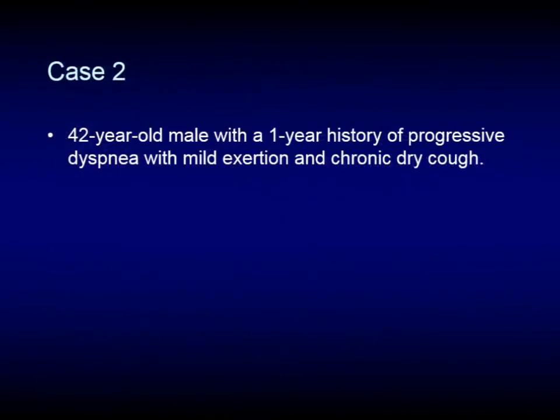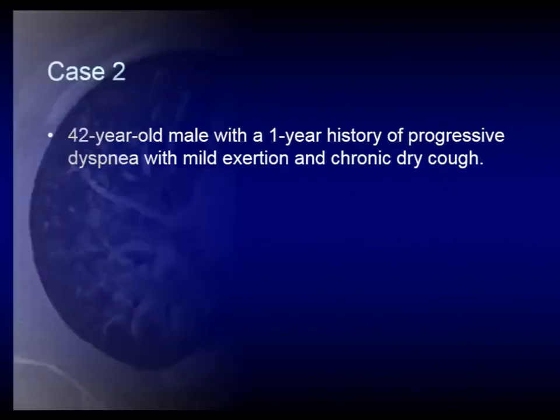That brings us to our next case. This is a 42-year-old with a 1-year history of progressive dyspnea with mild exertion as well as a chronic cough.